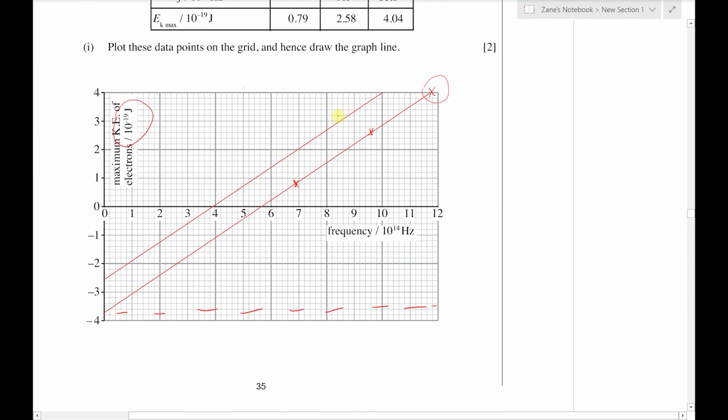So that's this line here, so if I label it as 3, basically the gradient must still be the same, so it must be parallel to the original line, and if it's got a lower work function it needs to intercept at a less negative value on the y-axis.